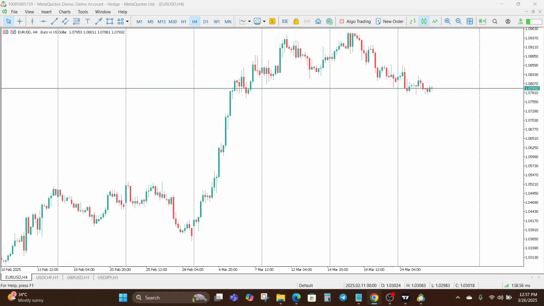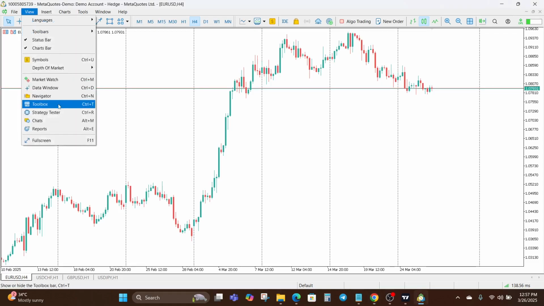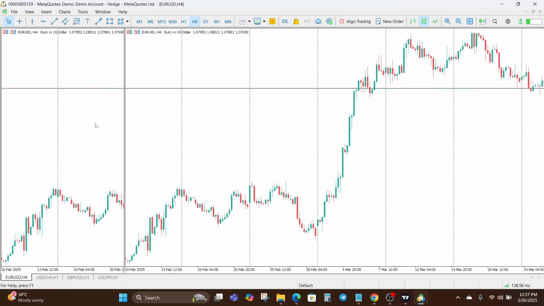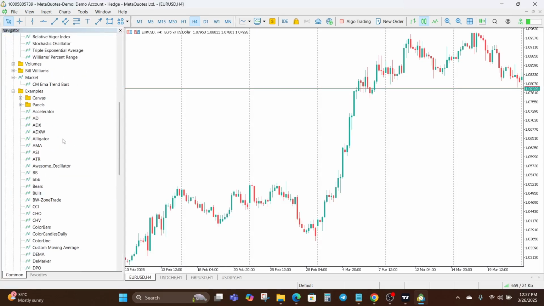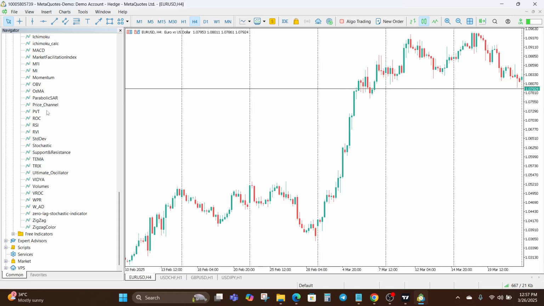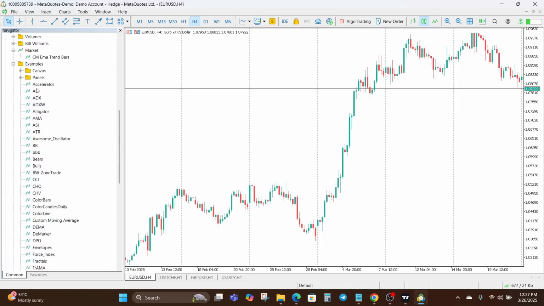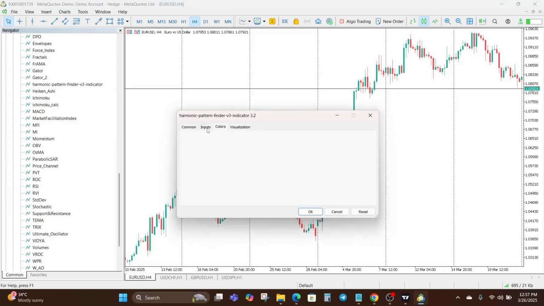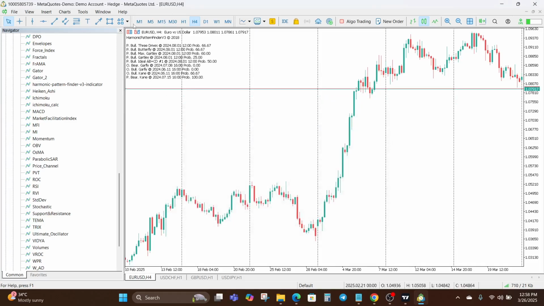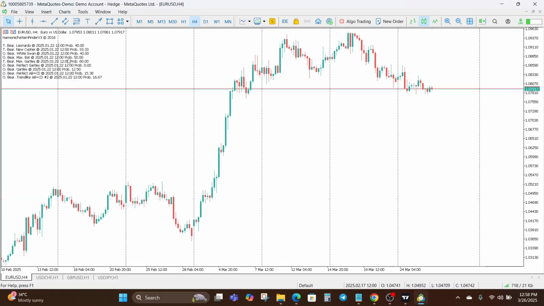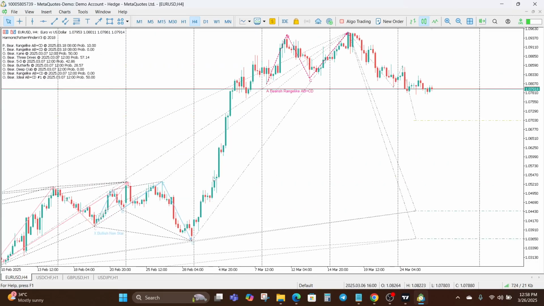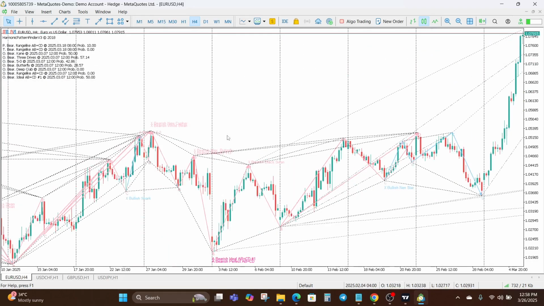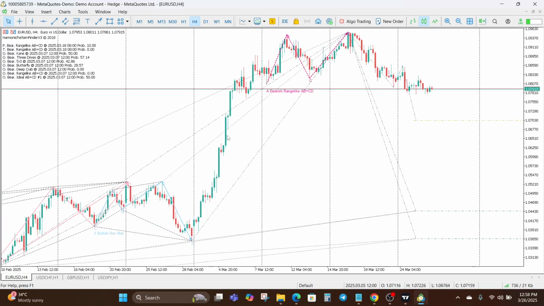I'm going to start by adding the Harmonic Pattern Finder indicator to the chart. It's a custom indicator, so we need to go under custom, then examples. Harmonic pattern, where are you? Okay, here it is. All right, let's ensure that everything is okay. You can see it's scanning, and it has identified different harmonic patterns automatically on the chart, as you can see.